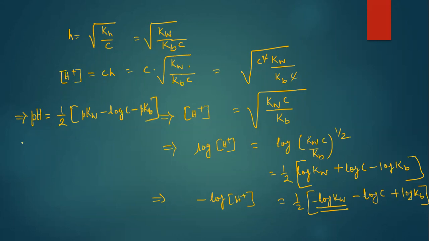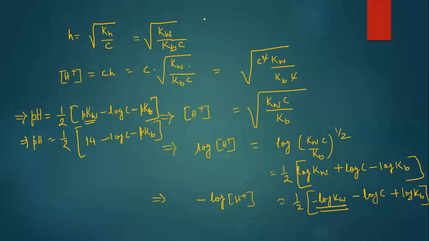So the pH equation over here is this one: half, pKw is normally 14, so pKw is 14, minus log C, minus pKB. You can also use pKw, you can also use pKB. Okay, so that is it.